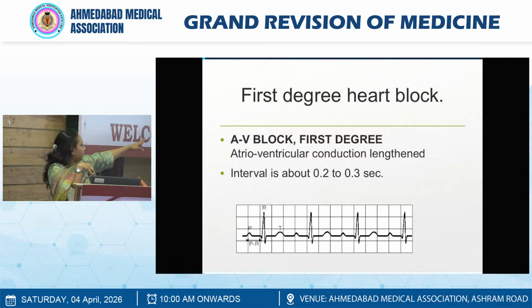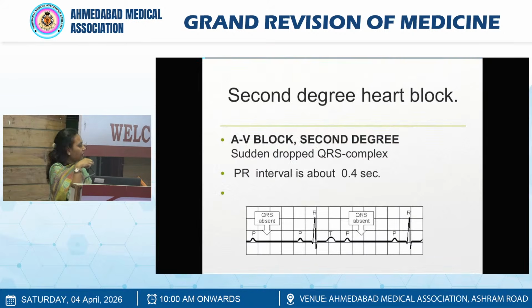Usually it should be less than 1 large square, but if it is more than 1 large square, then we might say that this is a first degree AV block. The atrioventricular conduction is lengthened. And in a second degree AV block, there might be just a drop of the QRS complex. Okay, a sudden drop of the QRS complex, and here the PR interval is more than 0.4 seconds.